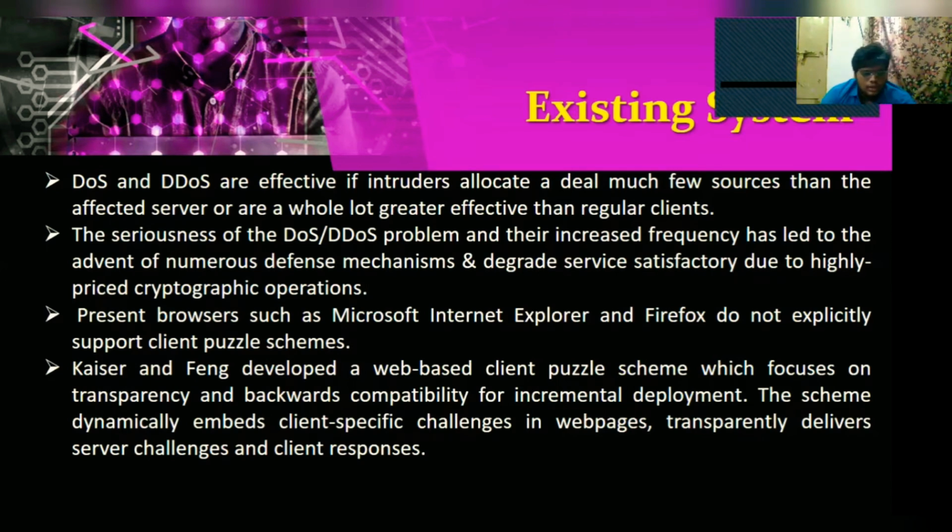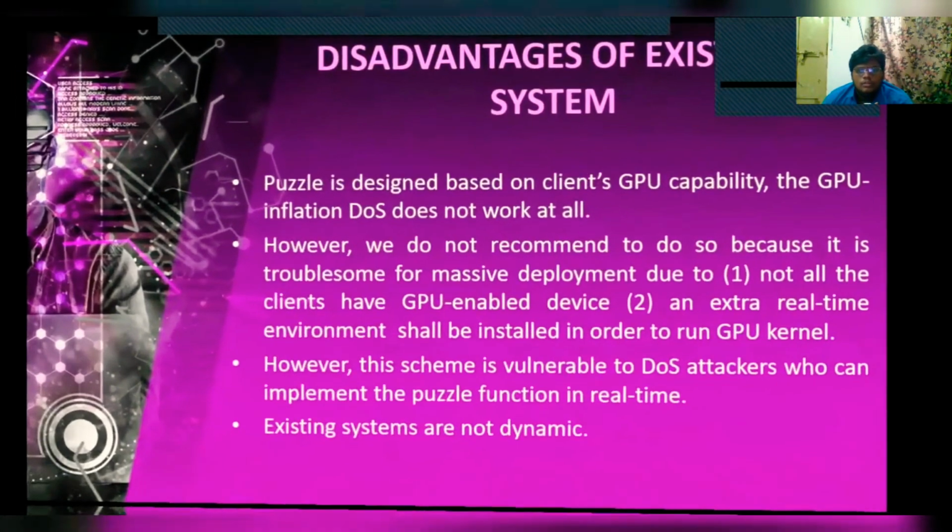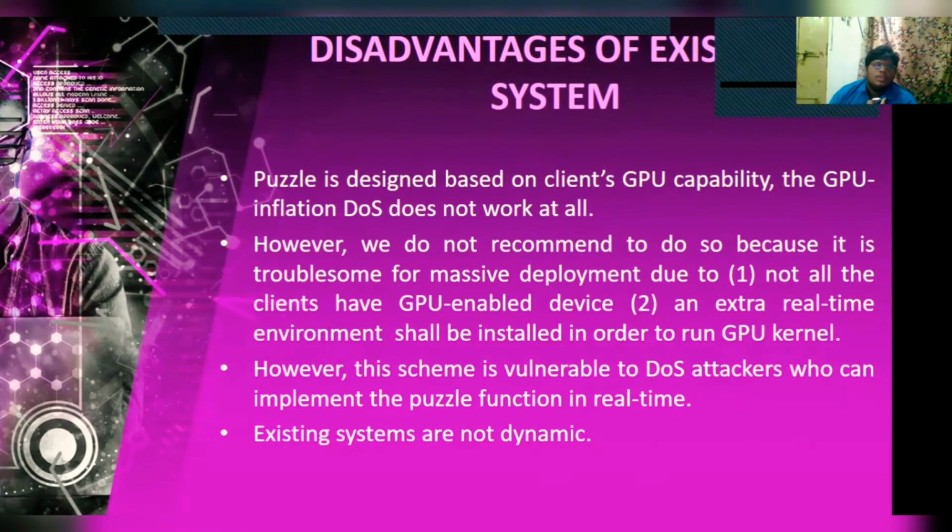I forgot to tell you that our system is based on client and server communications. In this, we are going to secure the client and server responses only, followed by the disadvantages of the existing system. The puzzle is designed based on the client's GPU capability. The GPU inflation device does not work at all. This means our system is mainly based on the client's GPU availability only. If the client's GPU has failed, then he cannot connect to the server until the GPU is repaired.